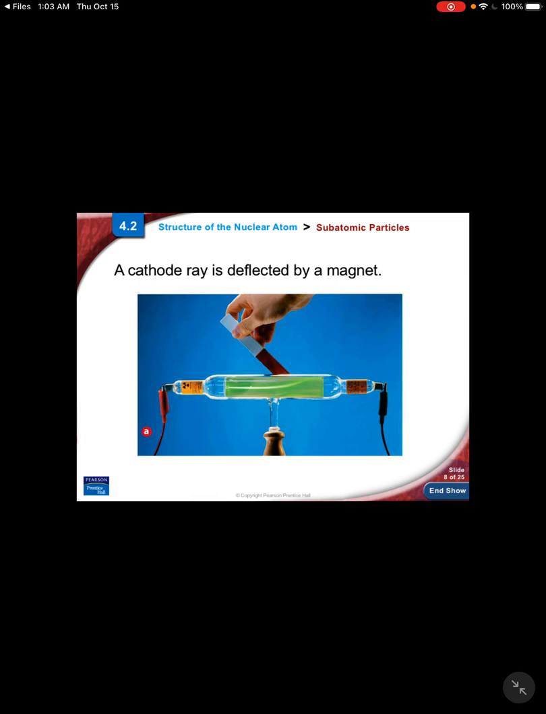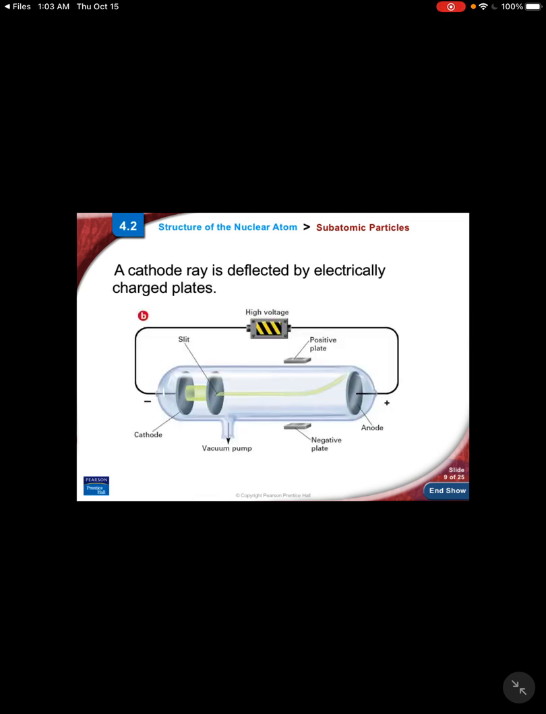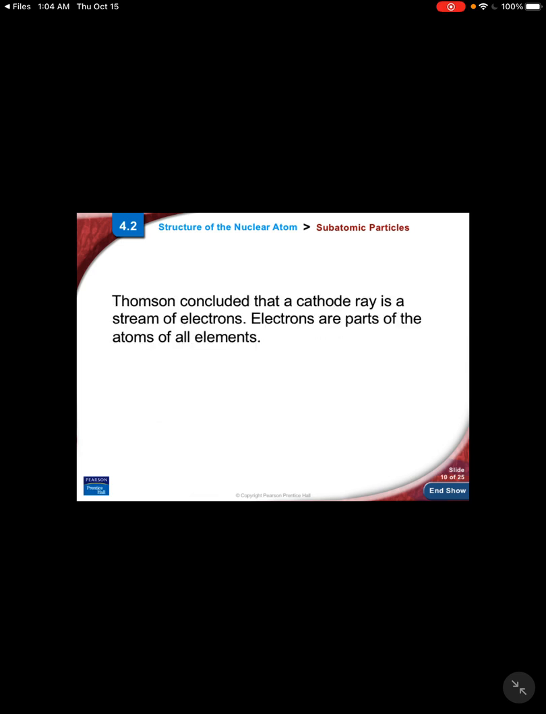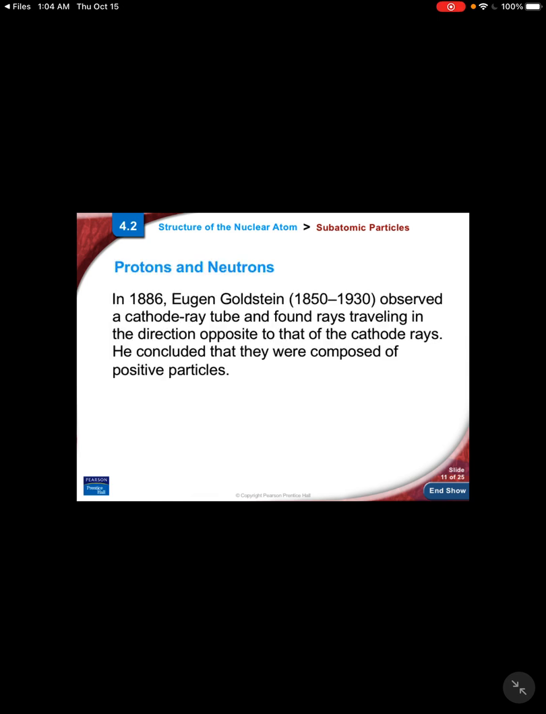He also saw it could be deflected by electrically charged plates, and that the stream itself moved toward the positive plate. Since it was attracted to the positive plate and opposites attract, the stream must be a stream of negatively charged particles. Coming from electrical origin, the term electrons is what stuck. Every atom today has electrons in it.